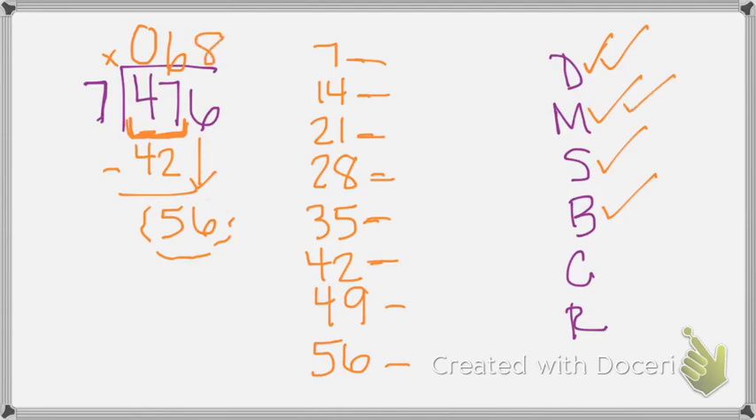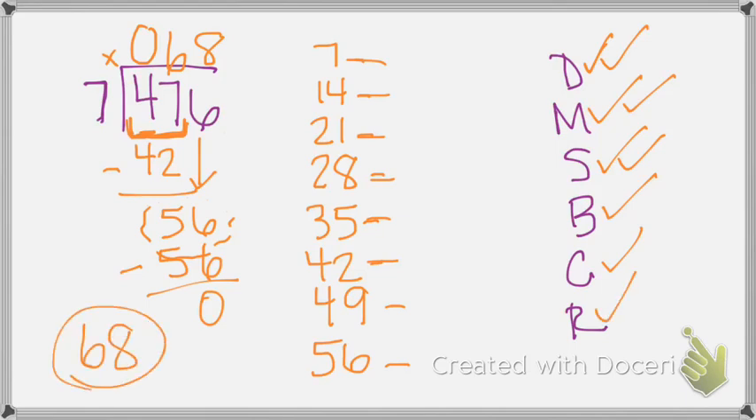Now looking next, multiply. 8 times 7 is 56. Now I subtract. I check. There's nothing left to bring down. Now that it's 3 digits, we're done. And I have no remainder, so my quotient is 68.